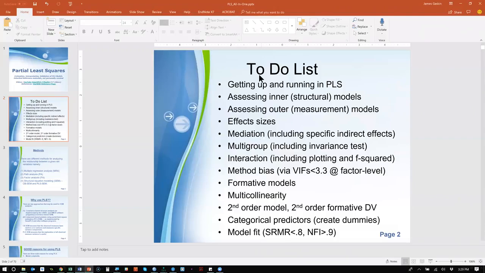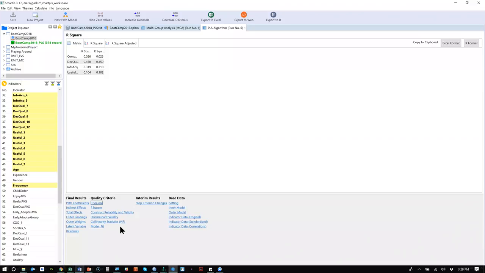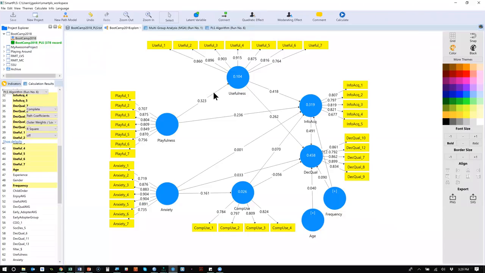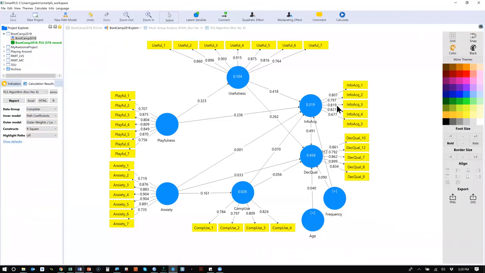Okay, mediation. Super easy. I actually called them up and said, hey, can we get specific indirect effects in the next version of SmartPLS? And they said, sure. And they did it. It was great. So I can take credit for this feature. Yeah, because they didn't do it before. And I was like, yeah, this is a real limitation of SmartPLS. And they said, oh, we'll fix it.